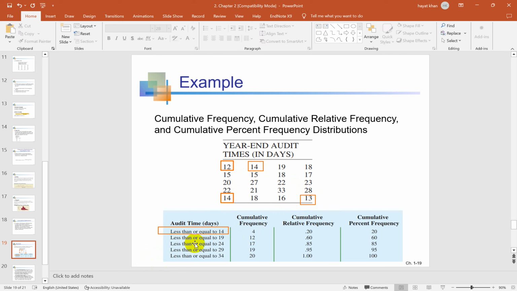Then less than or equal to 19, that is 12 values we can find here. For example, 19 is also included, 18 is less than 19, 17 is less than 19, and so on. So it must be less than or equal to 19. In that case, we can find the cumulative frequency, and then the cumulative relative frequency and percent frequency we have already studied.